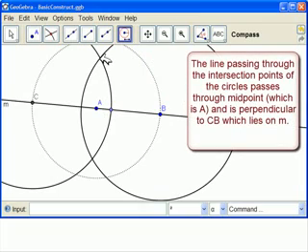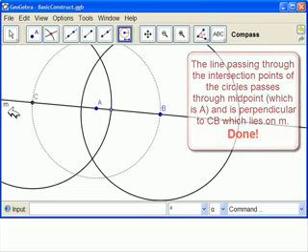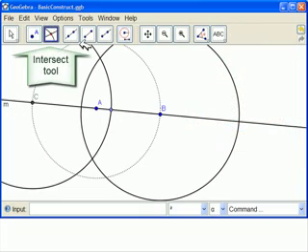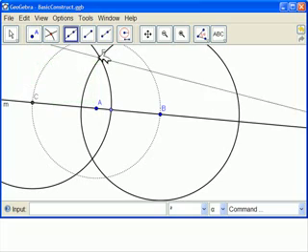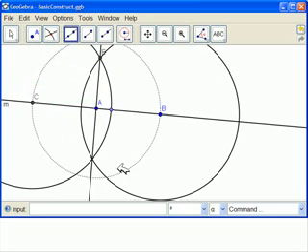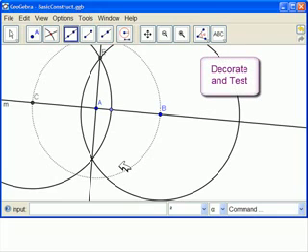And the line that passes through these two points passes through the midpoint, which is A, and is normal to CB, which is line M. So all we really need is one point, this point here, let's say. Then the line that goes through E and A is the line we want. Now all we need to do is decorate and test.